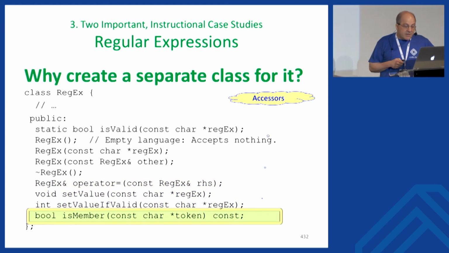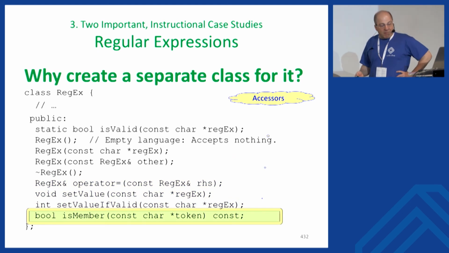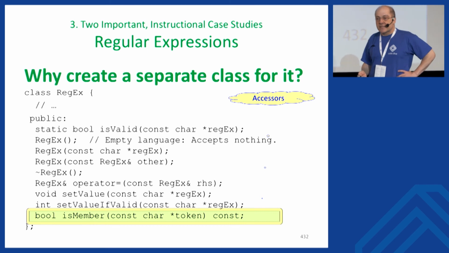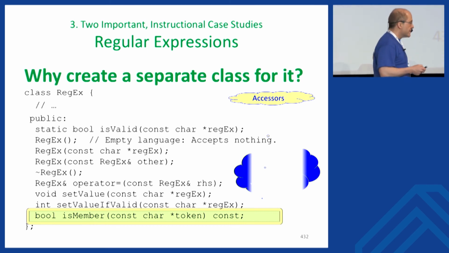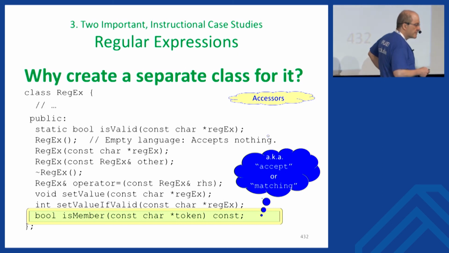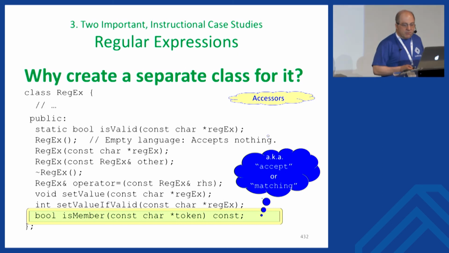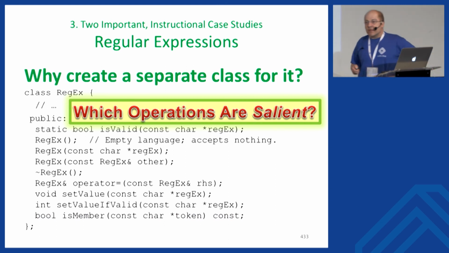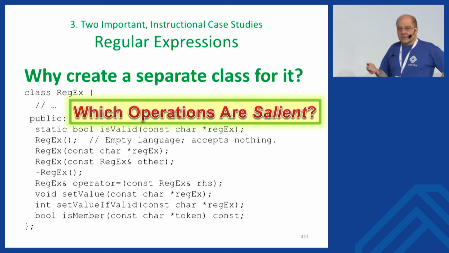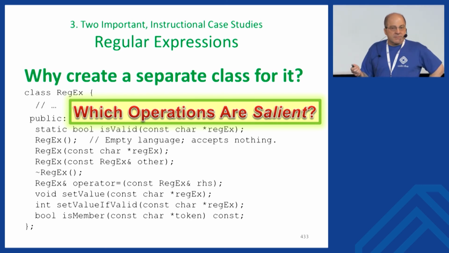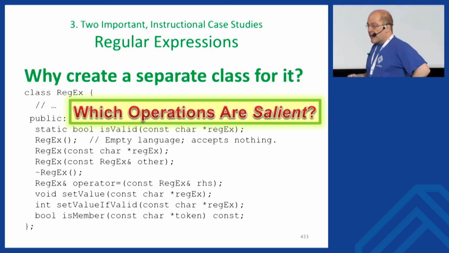All right. And then there's this last one that's called isMember. And basically it takes a token and it says, is this string a member of the language described by the regular expression? Could have been called accept or matching. So which operations are salient? Anybody want to guess which of these operations are salient? Thoughts? isMember. Anything else?